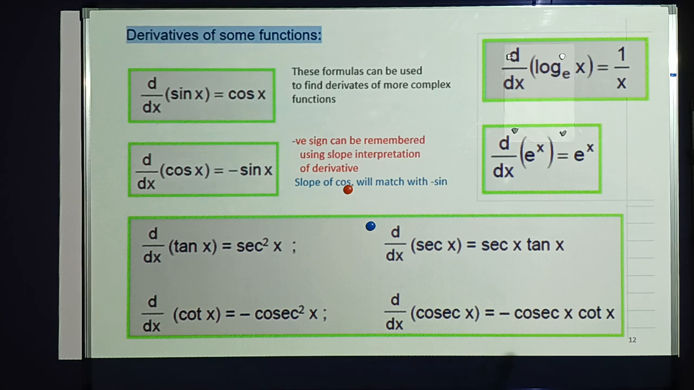And the derivative of cosecant x is minus cosecant x cot x. Cosecant x is 1 by sin x. So again, I can use the u by v rule, where u is 1 and v is sin x. So these are some standard results which we should remember.